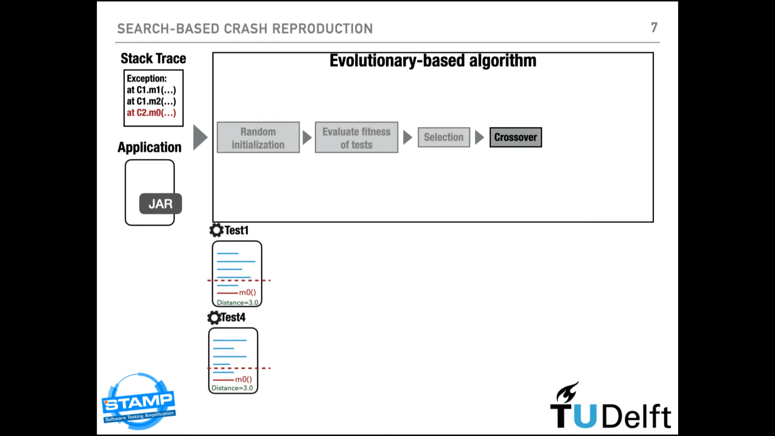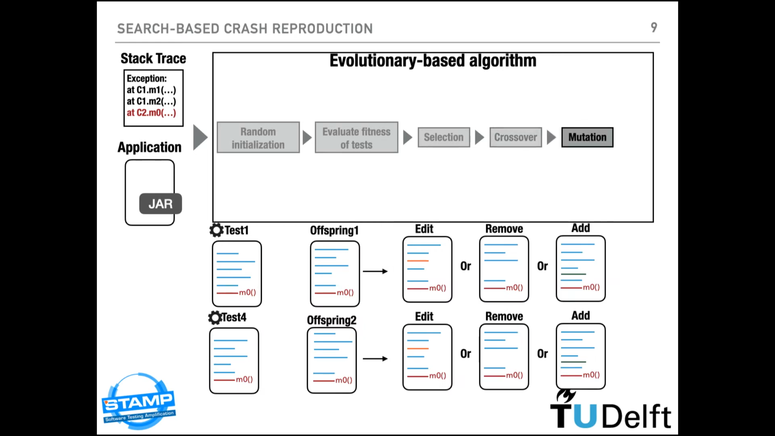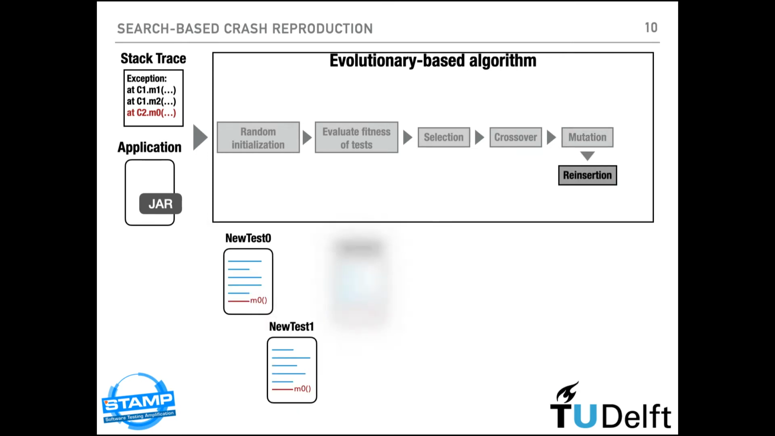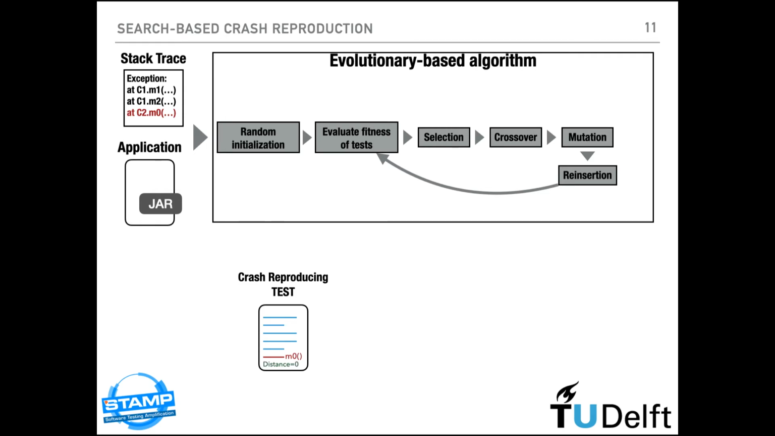First, the selected test cases will be evolved by a single point crossover. Next, the generated offsprings are evolved by a mutation operator. In each mutation, a statement can be either removed, added, or changed. Finally, the new test cases are reinserted into a new population. This iteration will continue until the search process generates a test case with crash distance 0. The execution of the test case with distance 0 leads to the reproduction of the given crash.